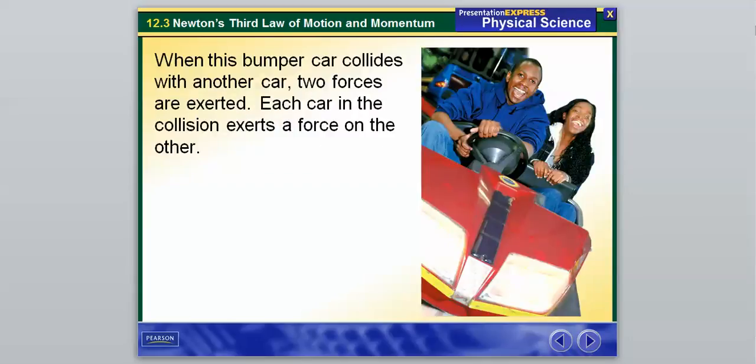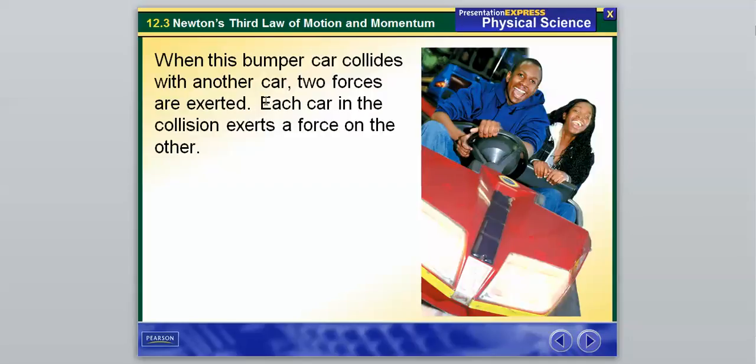So to start this section, to kind of introduce it, with our real life example, it has to do with bumper cars, something we can hopefully all relate to. It says when this bumper car collides with another car, two forces are exerted. Each car in the collision exerts a force on the other. So I think we've all probably lived that in our life. Hopefully at some point in time, even if you're the one with a lot of speed, you still feel a force exerted from maybe the stationary car that doesn't see you coming.